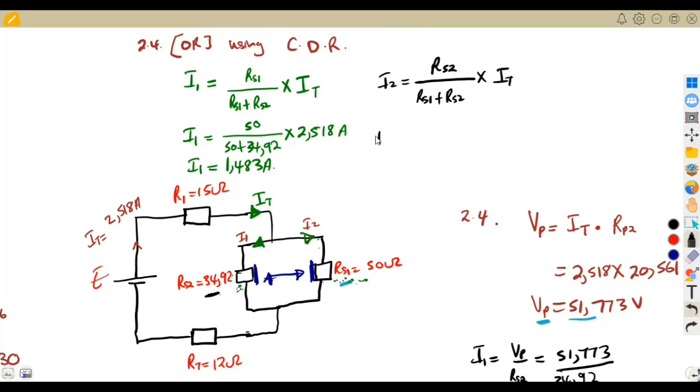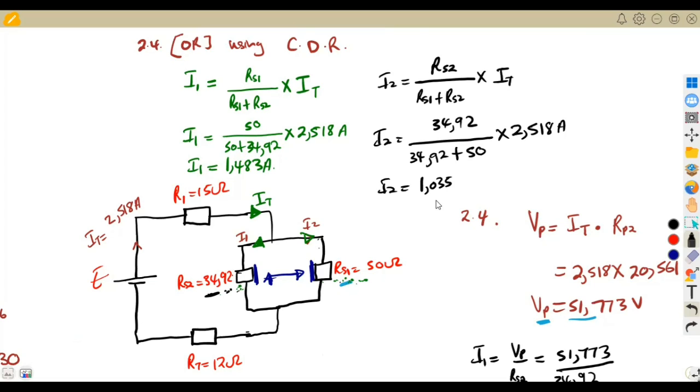All right, so that means I2 is going to be the opposite resistor on top. So that's 34, 92 over the sum. You are going to add these two, the sum of these two, 34 plus this, times the total current, which is 2.518 amps. So that means we are going to obtain I2 in this case, which is something like 1.035 amps. So it's just the same as this part.